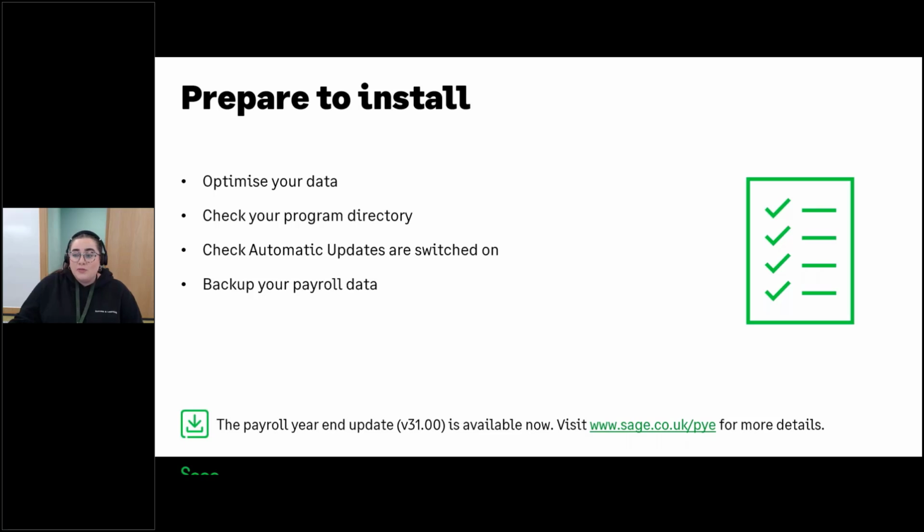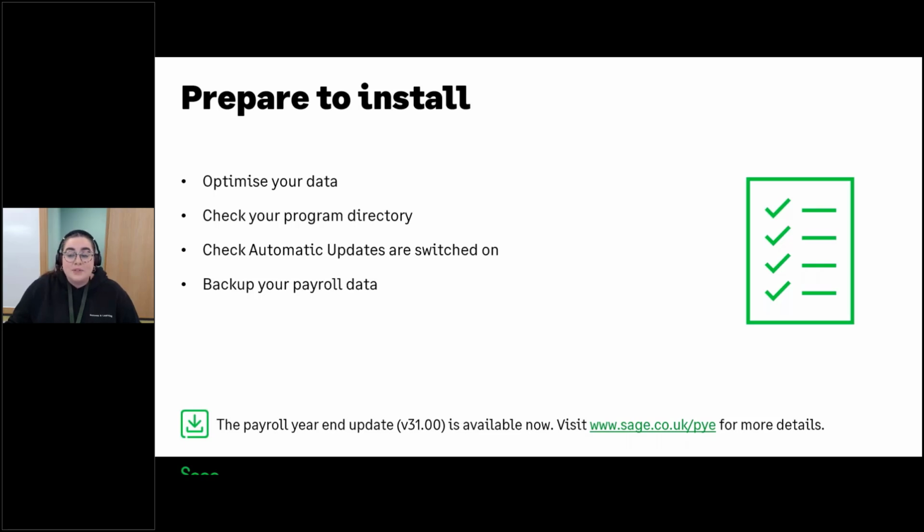And a little top tip from us as well is to name your backups appropriately. For example, before you install the update of Payroll, maybe take one and call it something like pre-install backup 2526, just so you're aware of what that backup is and you know exactly what it contains.